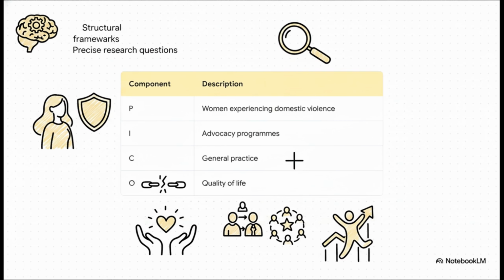And this works beautifully across all quantitative fields. Take another case file. Mary, who is researching domestic violence. Her population, women who have experienced domestic violence. Intervention, advocacy programs. Comparison, general practice. And outcome, quality of life measured by the SF-36 scale. PICO isolates variables perfectly, no matter the topic.